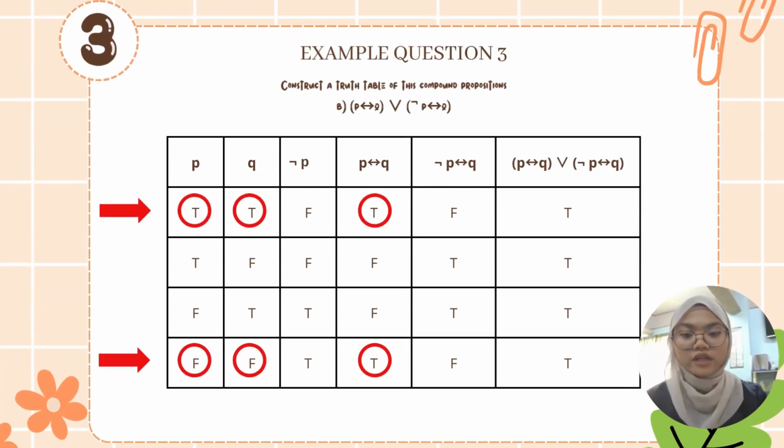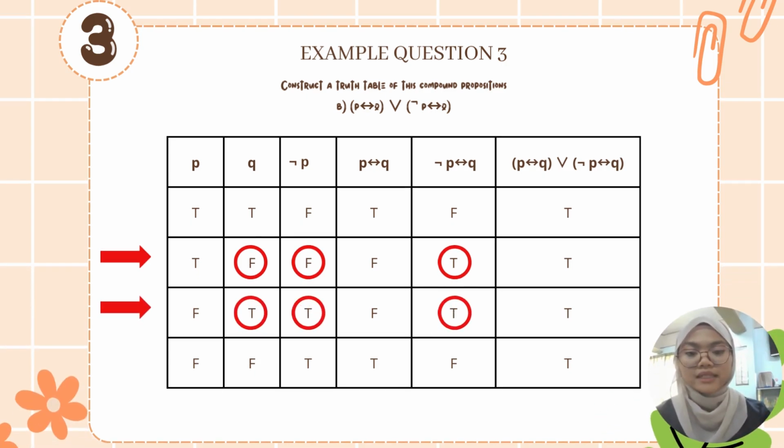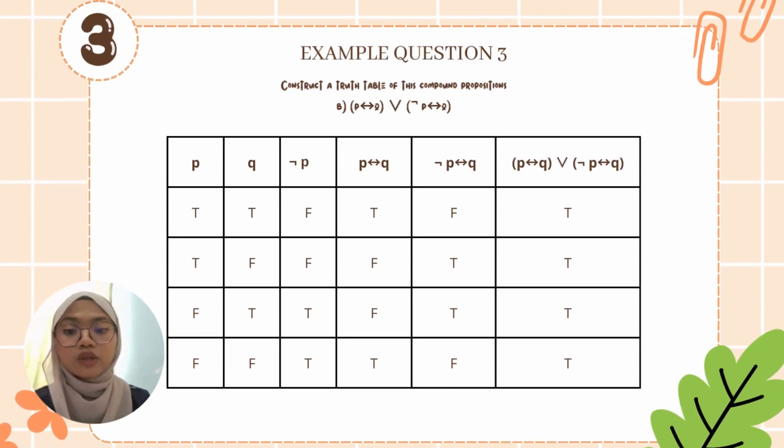For the fourth column, P biconditional Q is true whenever the truth values of P and Q are the same. The fifth column is similar to the fourth column: not P biconditional Q is true whenever the truth values of not P and Q are the same. For the last column, P biconditional Q or not P biconditional Q is true whenever either the fourth or fifth column is true.